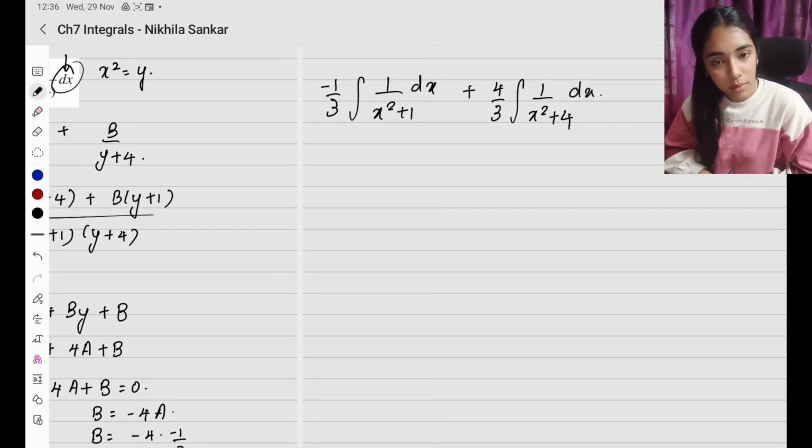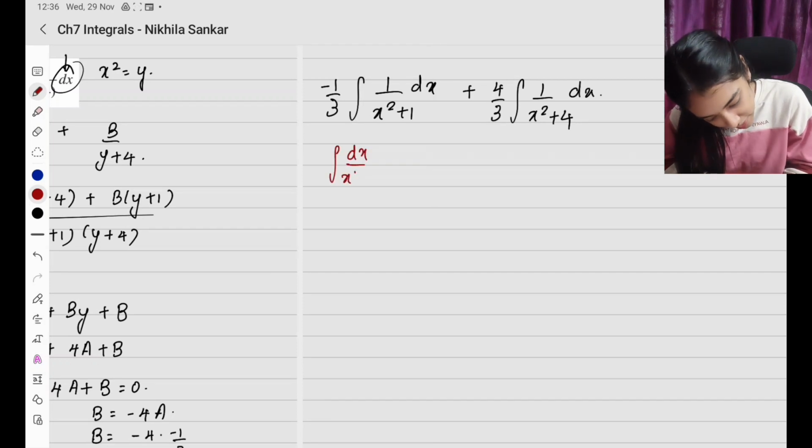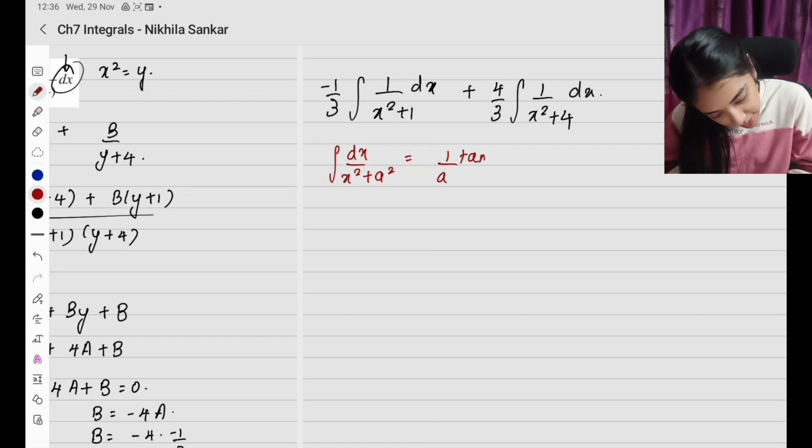So, this is of the form x square plus a square. What formula do we have? The integral of dx divided by x square plus a square is 1 by a tan inverse of x by a plus c. Do you have this formula? So, when I substitute, I have 1 by 3 times 1 by a. What is the value of a here?